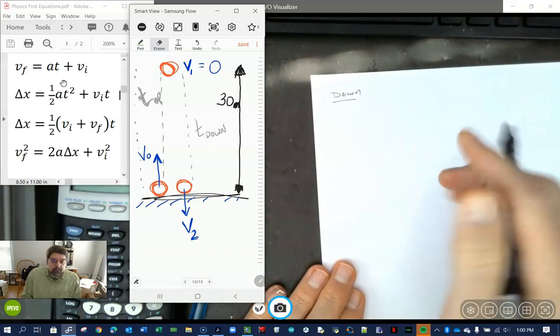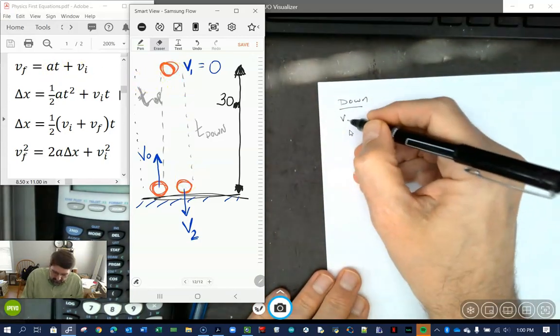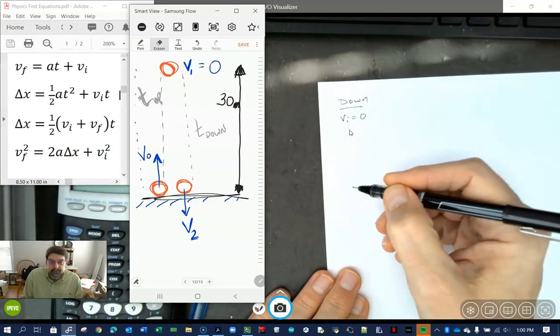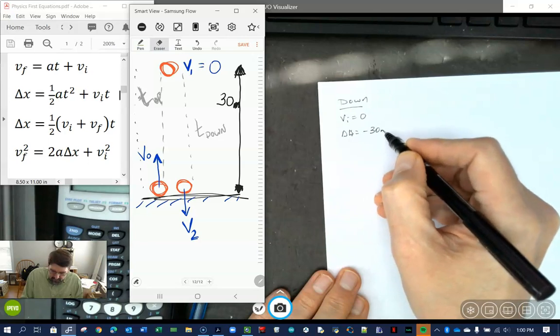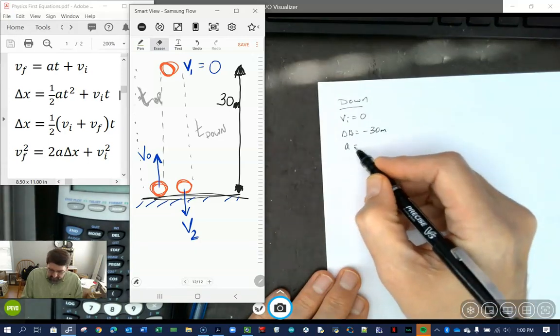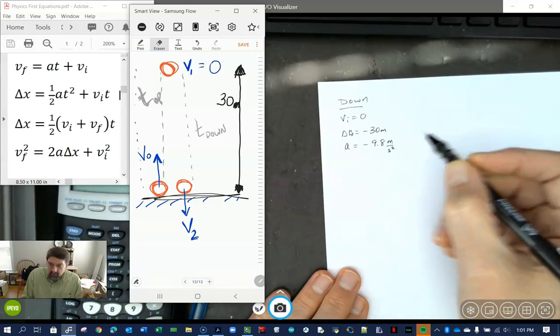Let's write down what we know. On the way down, now it's this part. Okay, so we know that vi is equal to 0. We know that delta x is equal to minus 30 meters because it's coming down, and we know that a is equal to negative 9.8 meters per second squared. Again, we're in free fall.